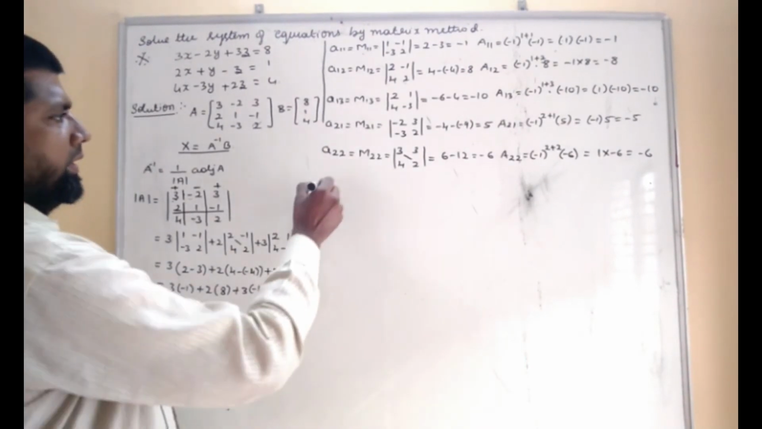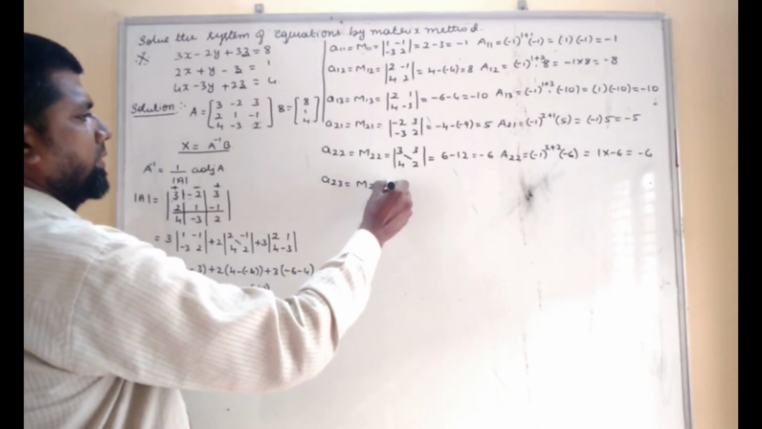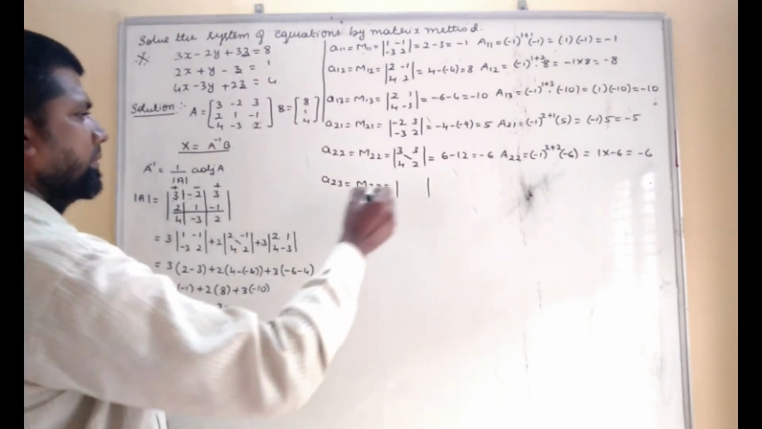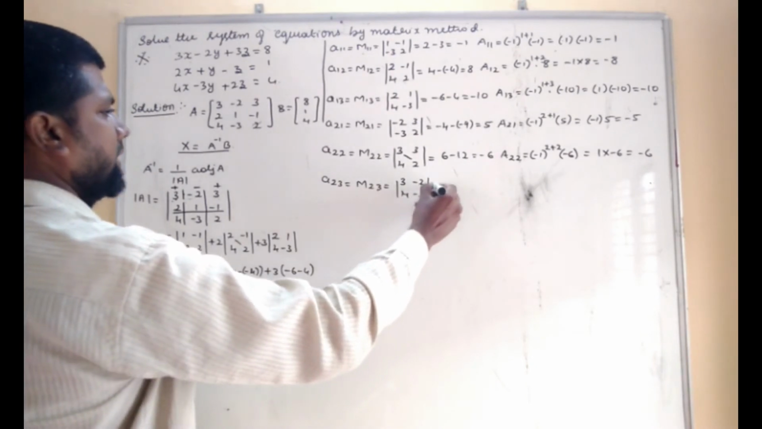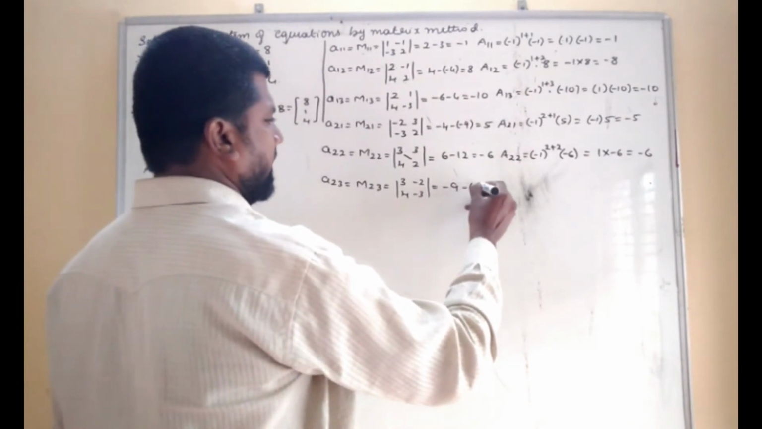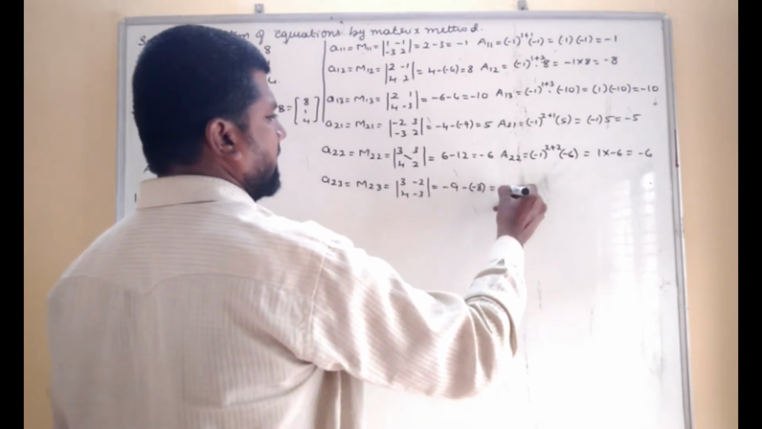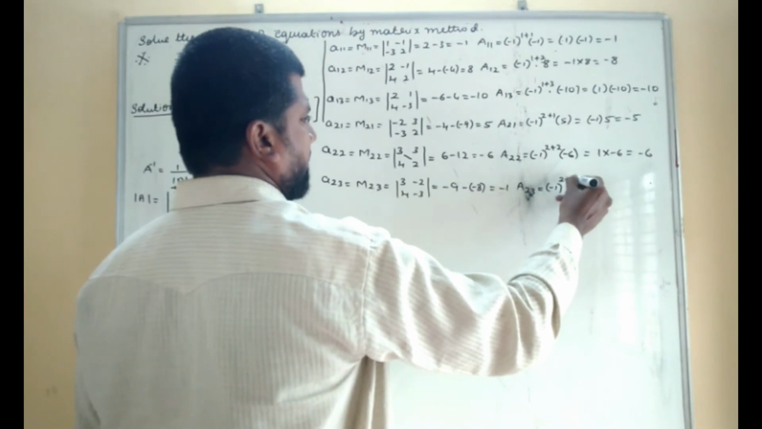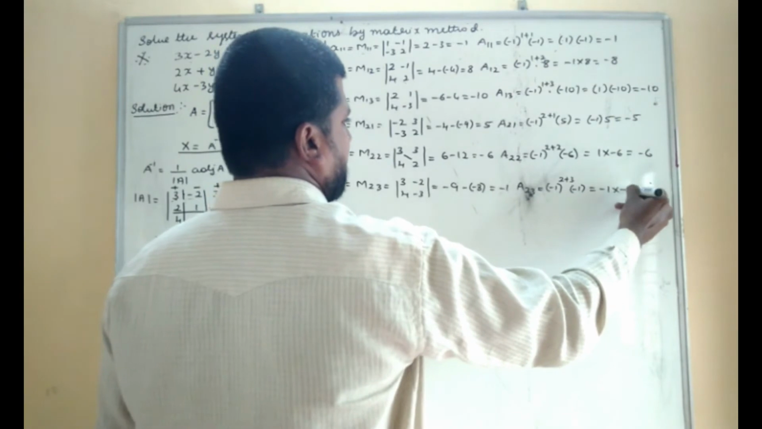So the next value is A23. A23 is equal to M23. M23 lies in the second row and the third column. 3 minus 2, 4 minus 3, that is equal to minus 9 minus of minus 8, minus into minus is plus, that is equal to minus 1. A23 is equal to minus 1 whole to the power of 2 plus 3 into minus 1, that is equal to minus 1 into minus 1, that is equal to 1.